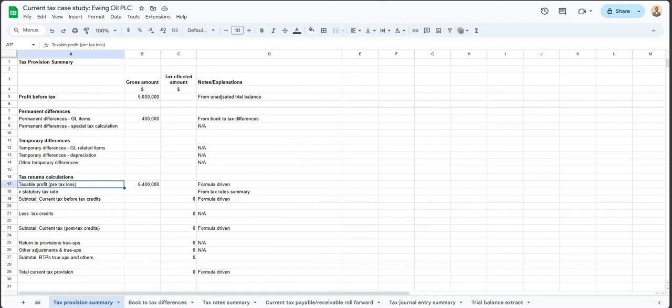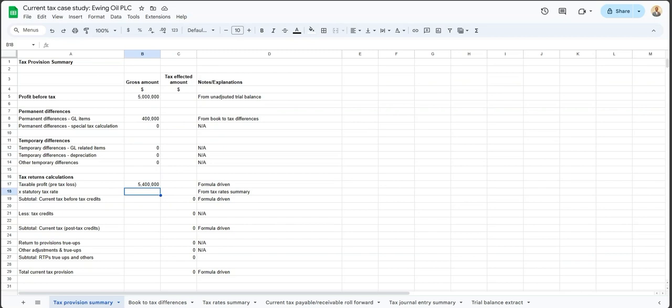Then you come down to taxable profit, which is essentially a sum of your PBT and all the adjustments, all your differences, your permanent and your temporary. In this case, we've just got one permanent difference, and we have no temporary ones, so I just put 0 there, and 0 here. And taxable profit, in this case before losses, is 5.4 million, which is the sum of everything above: 5 million and 400,000. And you see, it's formula driven. It's adding everything up together.